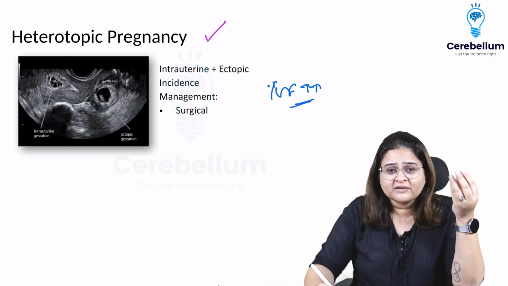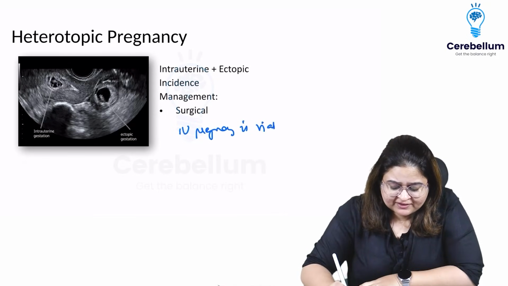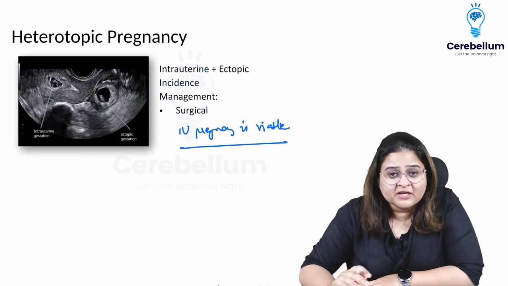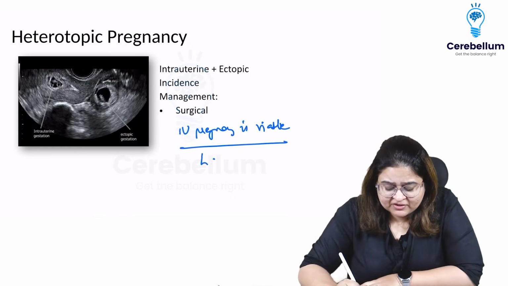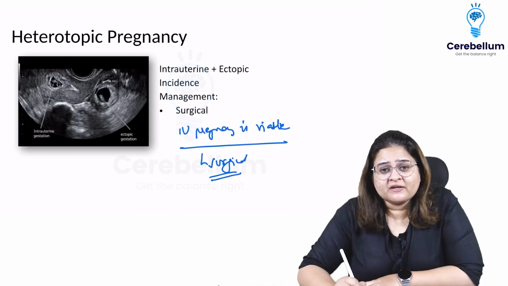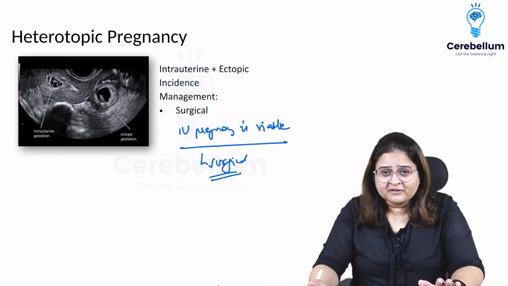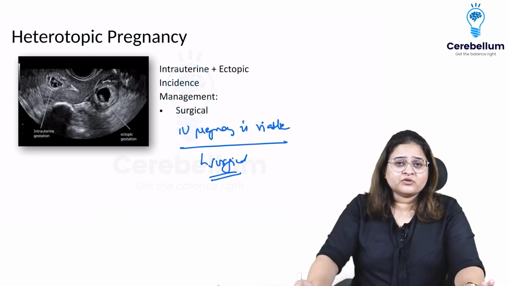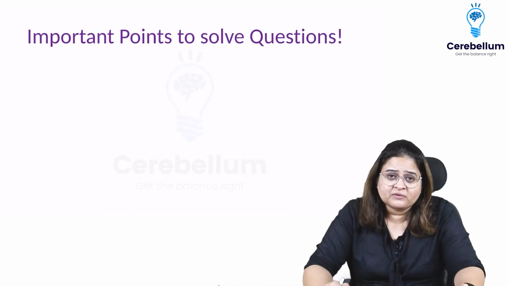Okay, what do you do? Management. If the intrauterine pregnancy is viable, that means the cardiac activity is present and that intrauterine is growing fine, then the treatment of heterotopic is surgical. Okay, because you can't give methotrexate to this pregnancy, it's going to kill off the intrauterine one also. So if the patient is keen on continuing the intrauterine pregnancy, it is a viable normal intrauterine pregnancy, never give methotrexate, always prefer surgical management.